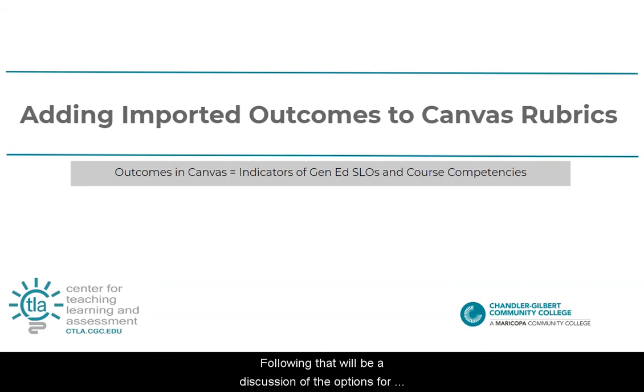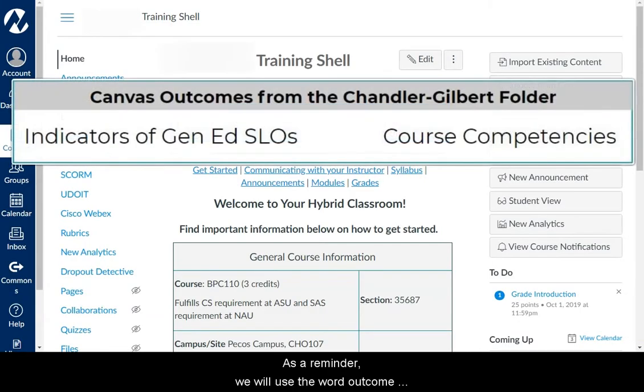The first part of this video will show you quickly how to get the outcomes onto a Canvas rubric. Following that will be a discussion of the options for using rubrics with outcomes attached for assessment at CGCC. As a reminder, we will use the word outcomes synonymously with both the indicators of general education student learning outcomes and course competencies.